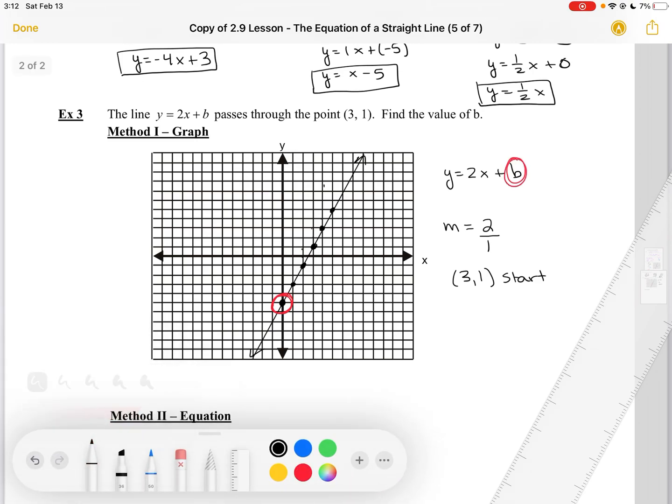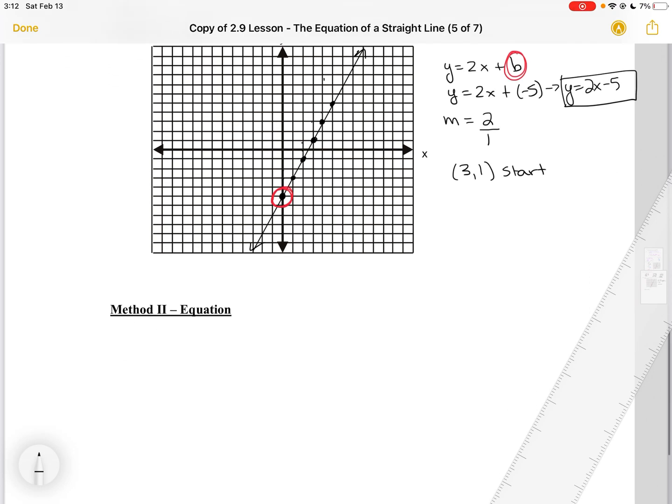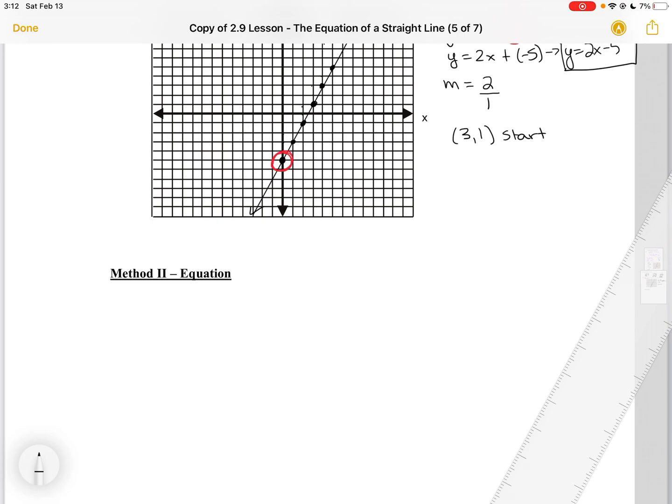So I can then replace the b with the value that I found, which is -5, which is going to give me an equation of y equals 2x minus 5. The second way that we can do it is we could actually solve for b.